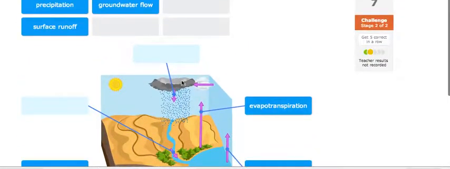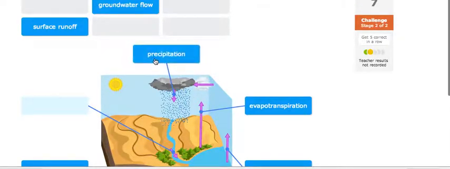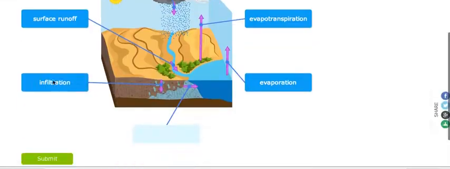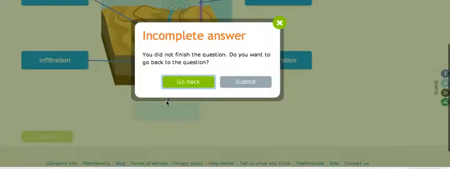And then we have to do this one. The water's coming down. That is precipitation. And then this one we have to label, and that's rolling down the hill in the river. So that is surface runoff. Did Miss Adam get them correct? What? Incomplete. Oh, I missed one.